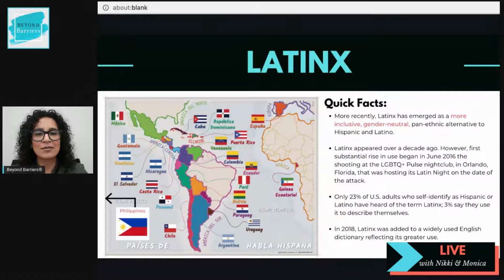Now, the interesting piece is there's been lots of research done, and only 23% of US adults who identify as Hispanic or Latino, only 23%, apologies, have ever heard of the word Latinx, because it is relatively new. And only 3% actually use it to identify, but it is gaining a lot of popularity with younger generations because they feel more of an affinity to the Latinx terminology. And it is getting used a whole lot more because in 2018, it became a word in the dictionary because of its use. And it's something that is here to stay as more and more individuals leverage Latinx to identify themselves.